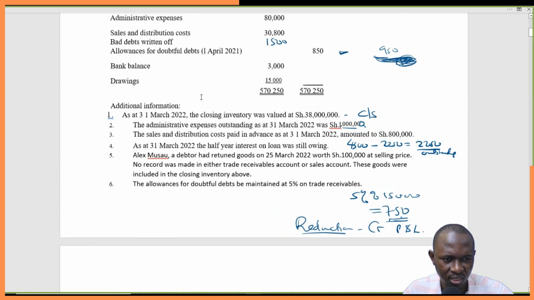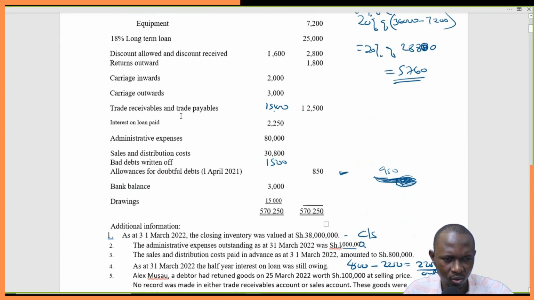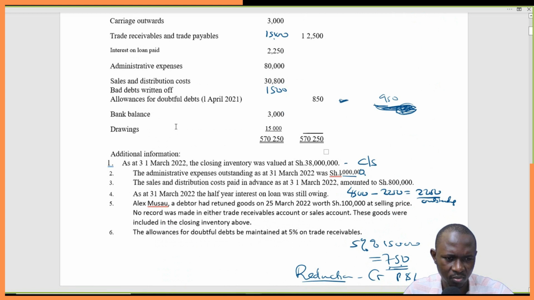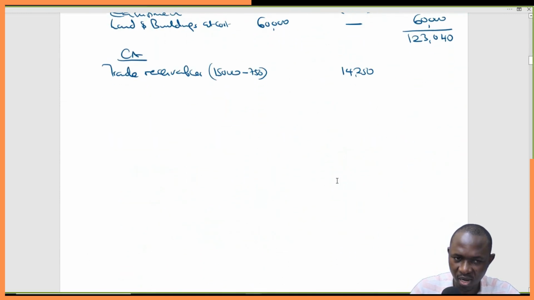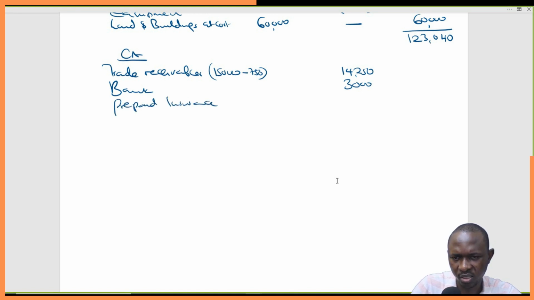Then we proceed: bad debts allowance, bank balance. So the bank balance we have is 3,000, and then there are prepayments, number 3. This is 800. I think that's the only one. So bank 3,000, prepayment 800.